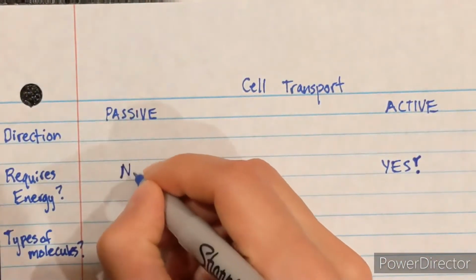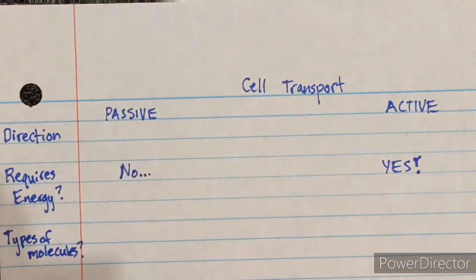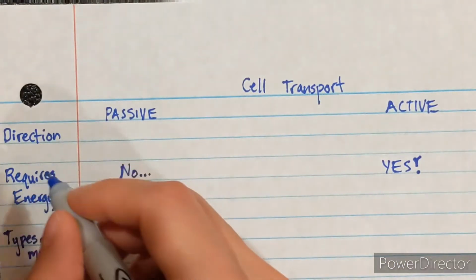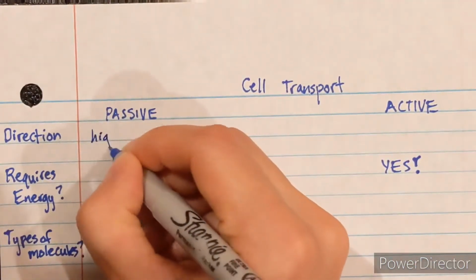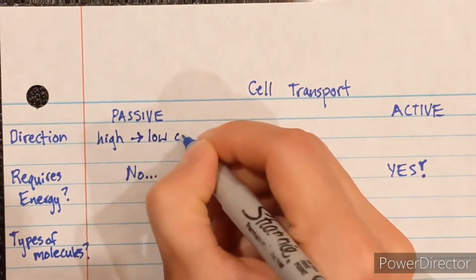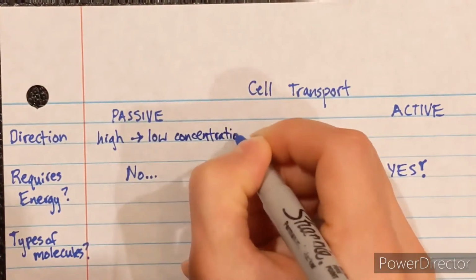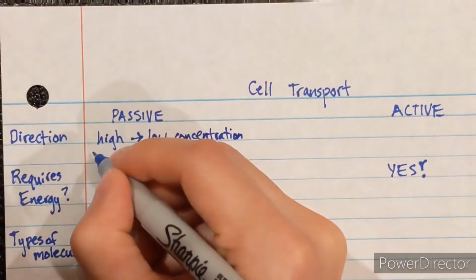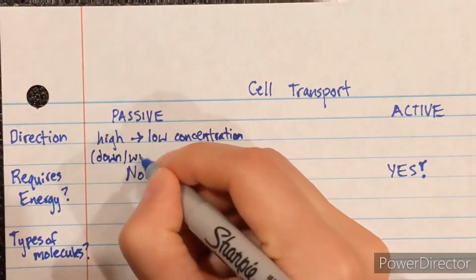Passive, like a passive person, not going to be doing that much. And this is because of the flow of particles, which direction they're moving. If they're moving from a high concentration to a low concentration, i.e. diffusion, then they're going to be moving naturally and not requiring any energy. This is what we call moving down or with your concentration gradient.